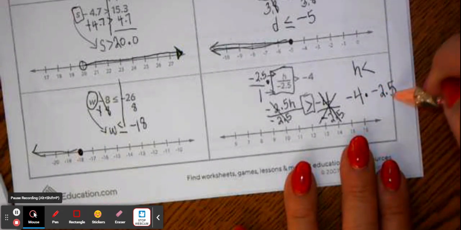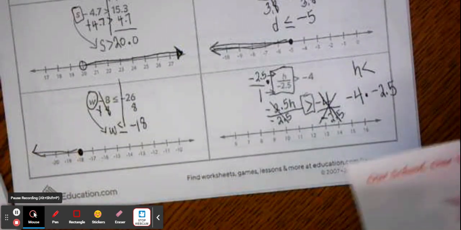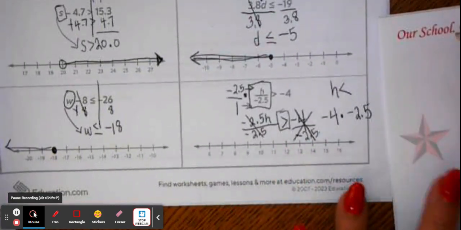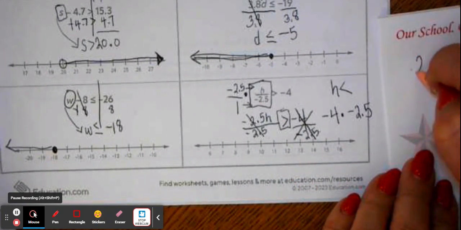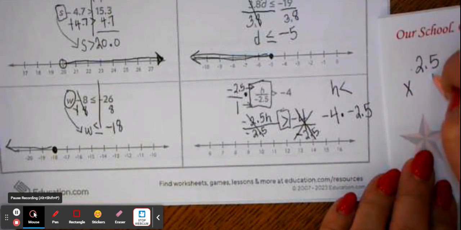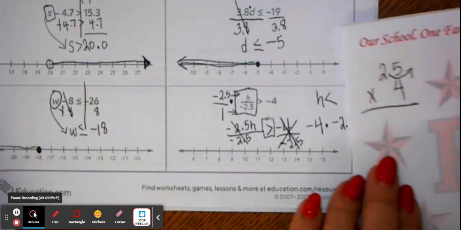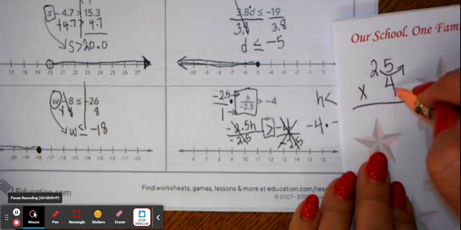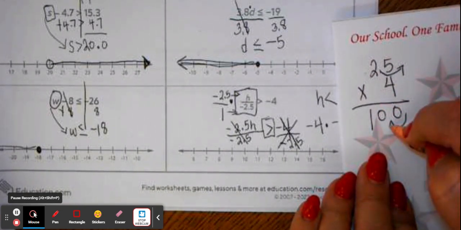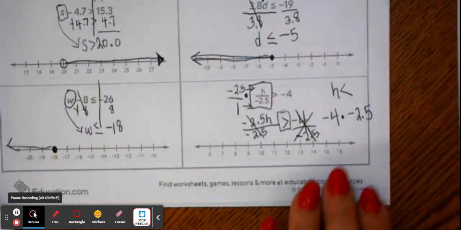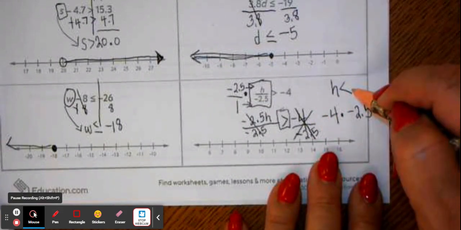-4 times a -0.25. So now I'm going to be multiplying it. That's the same as, oh, I can't believe I did that as many times as I showed this one. We did this one in class together as well. So I have a 2 and 5/10 times 4. Again, I'm going to move my decimal as far out to the right as possible because then I'm going to move it back in. So I moved it one time. 25 times 4 is 100. I'm going to move it back in one spot, and so it becomes 10. So H is going to be less than 10.